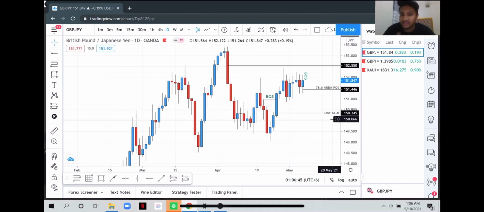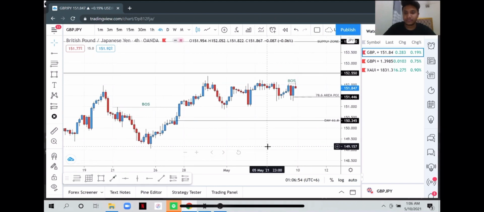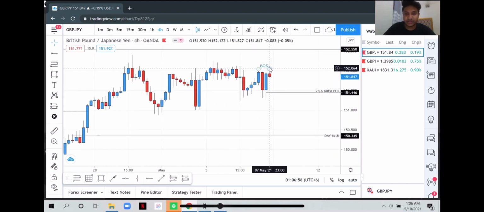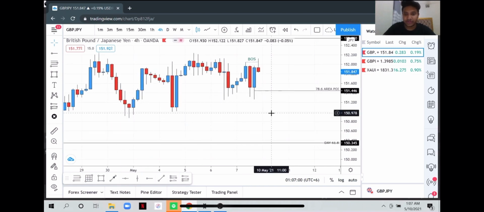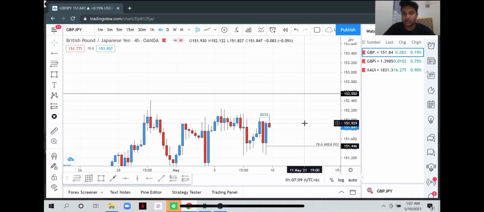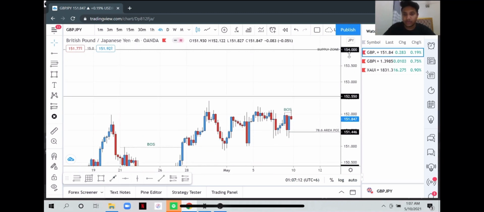But we're just gonna follow the price. If it breaks above this high, we are buying. If this closes above this low, we are selling. On 4 hour, we already have a clean break of structure. We might see it coming next to 78.60 area and then continue its bullish momentum till 152.55 area or 154 level, which is a strong supply zone for future price level.